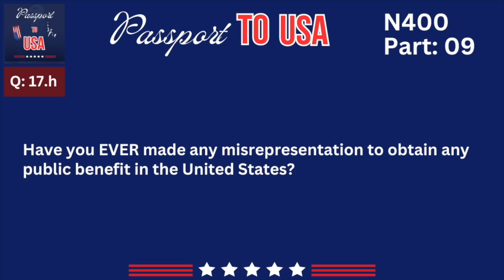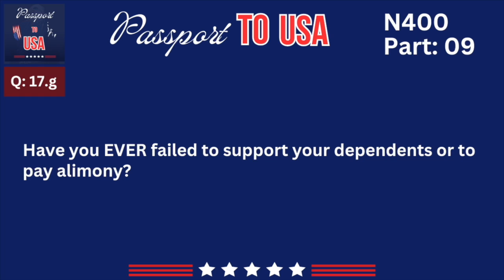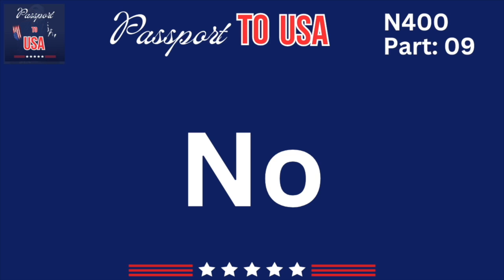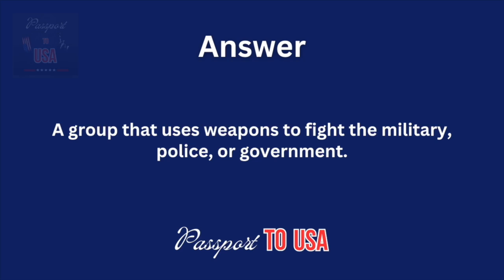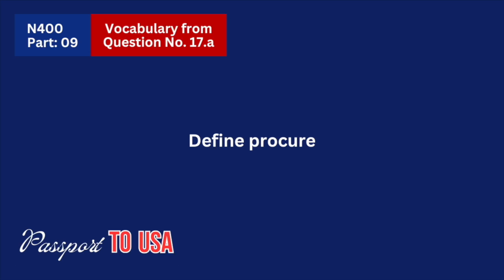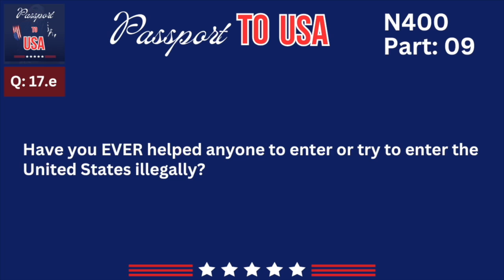Have you ever made any misrepresentation to obtain any public benefit in the United States? No. Have you ever failed to support your dependents or to pay alimony? No. What is guerrilla group? A group that uses weapons to fight the military, police, or government. Define, procure. To encourage someone. Have you ever helped anyone to enter or try to enter the United States illegally? No.